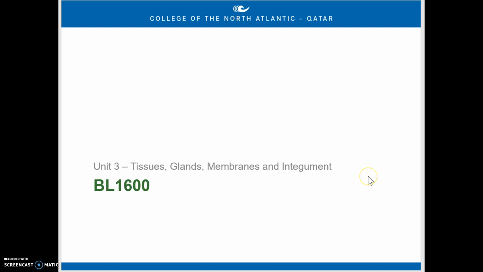This time we're going to be starting with Unit 3, and in this unit we're going to cover some pretty broad categories. Again, we're going to talk about tissues, we'll talk about glands, then we'll talk a bit about membranes, and then finally we'll introduce our first organ system, which is the integumentary system. So let's get going.